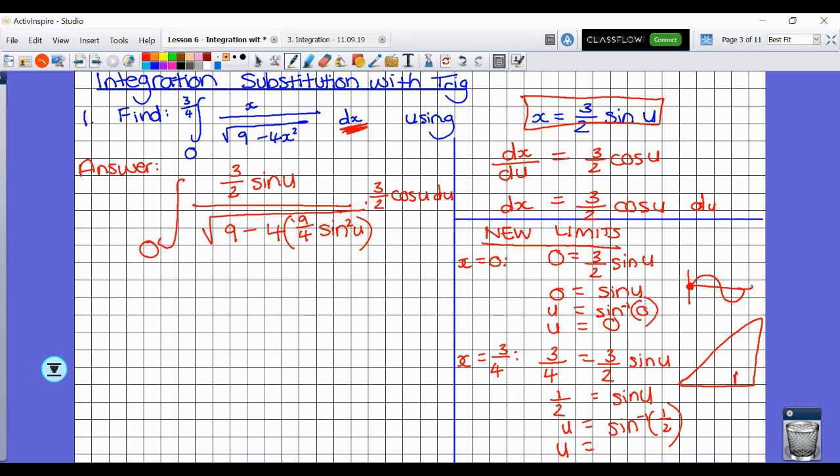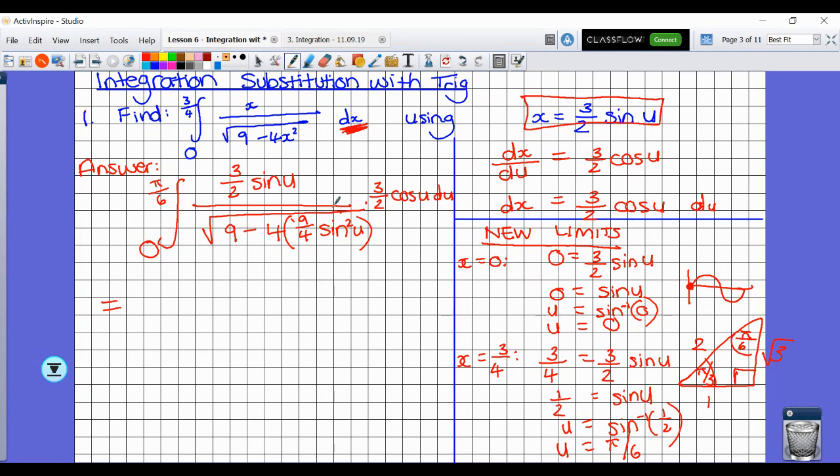So you need to know your exact value triangles for this. It's 1, 2, √3, and then we've got pi over 3, pi over 6. Okay, so I want a half here. So SOH CAH TOA, sine is opposite over hypotenuse, so it must be pi over 6. Okay, so your upper limit is pi over 6.